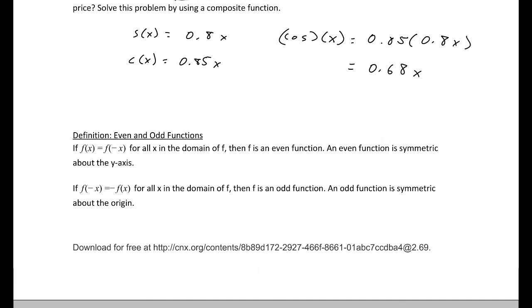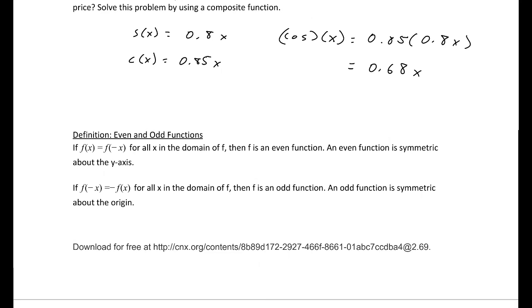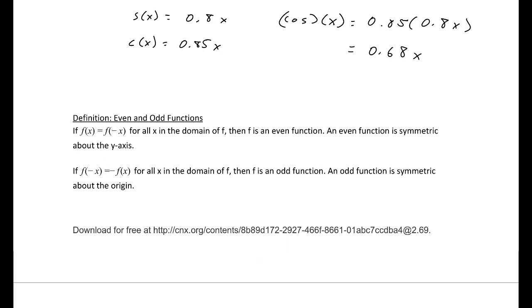All right. Our last concept for this, even and odd functions. For something to be an even function, it means that f of x and f of negative x have the same value, which means it's symmetric about the y-axis. Okay, means the value over here and the value over here are the same. So it's symmetric about the y-axis.